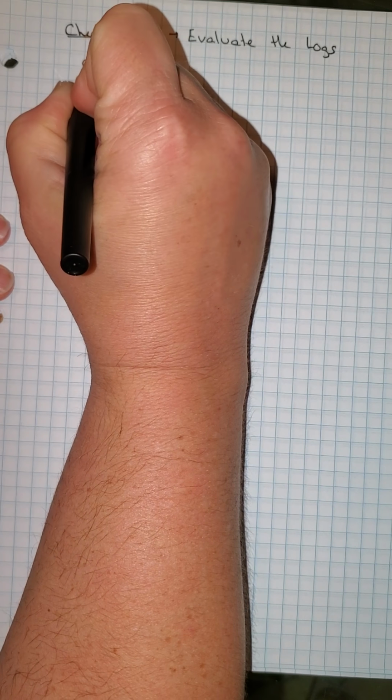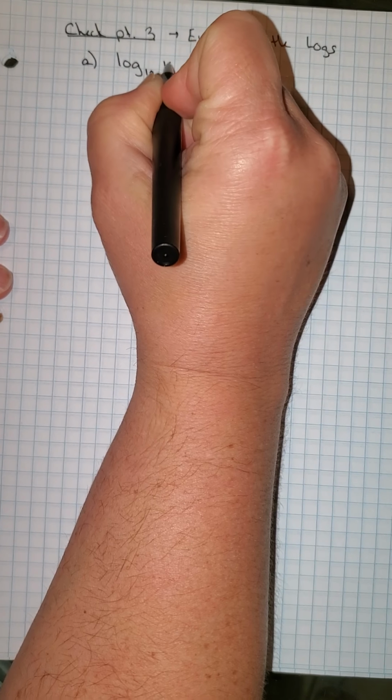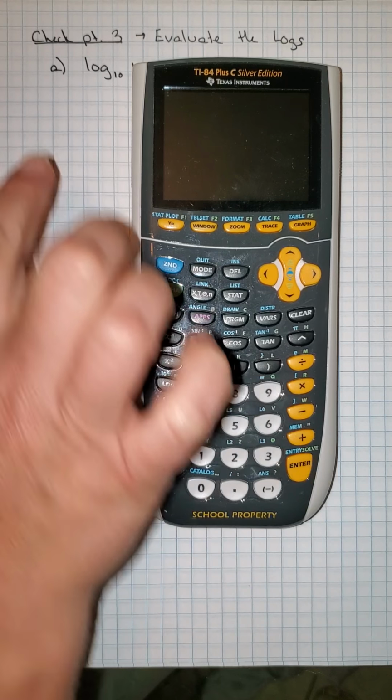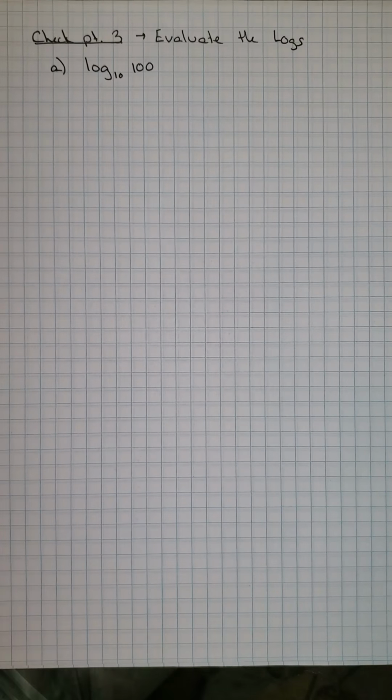Okay, so the first problem we have is log base 10 of 100. Now, the first thing that's kind of unique about this one is the base 10. Base 10 is just your regular log button on your calculator. So the other button here, this log, is base 10. You don't usually write in a 10, it would just be log of 100.